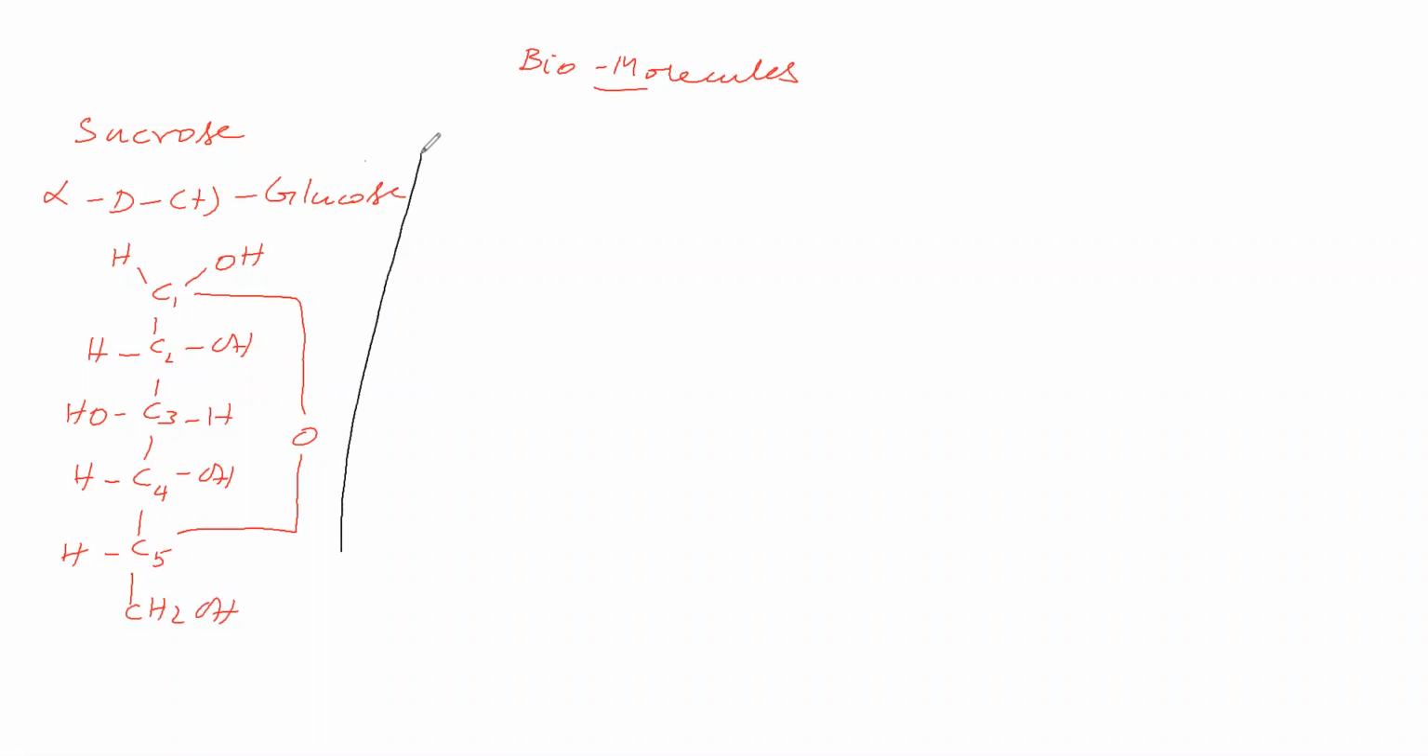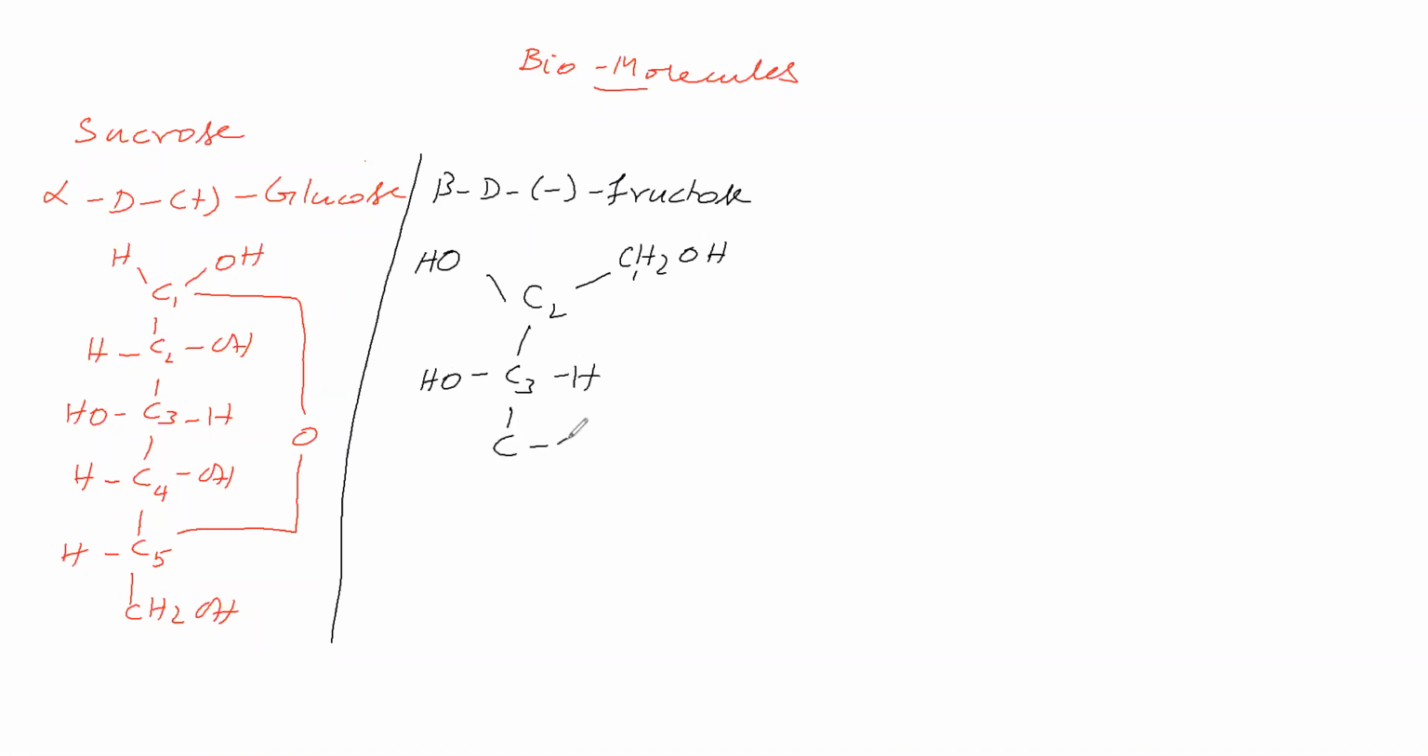Next, the next monosaccharide is beta D minus fructose. In beta D minus fructose, the first carbon is CH2OH. The second carbon contains an OH group which is on the left side because it is beta. Then the third carbon has OH on the left side. The fourth carbon has OH on the right side.